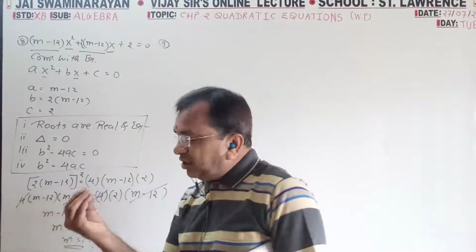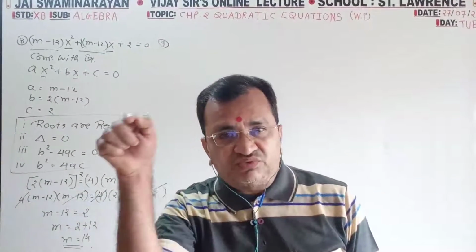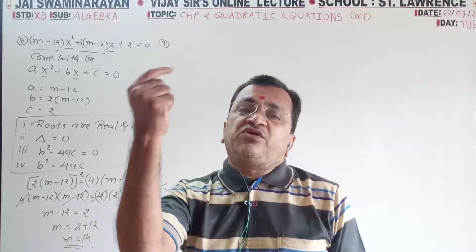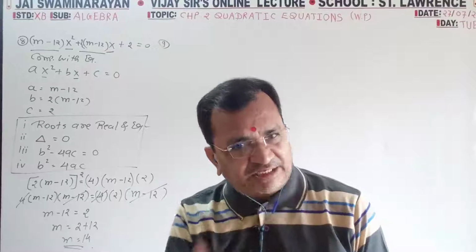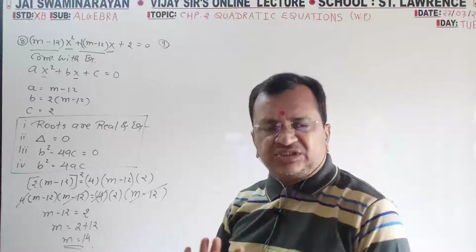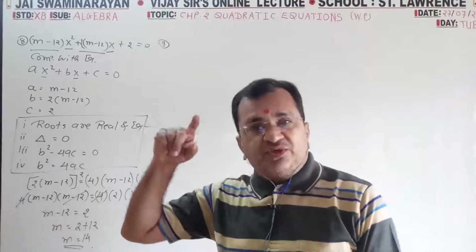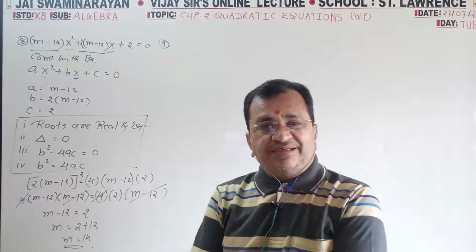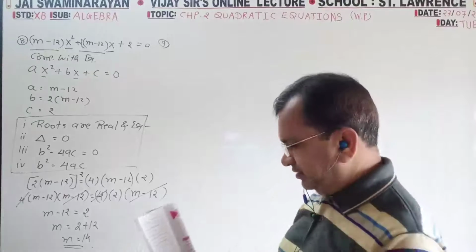Don't try to open the bracket, of the type (a minus b) whole square, a square minus 2ab plus b square. Otherwise at the end you will get another quadratic equation and then you need to factor the middle term. Don't go for this. This method is not given in the textbook or the digest, so just do it by this method. This is the simplest method. Very easily you will get 14. In that method also you will get 14, but you have to make the factors and split the middle term into 6 and 8. Don't do that.